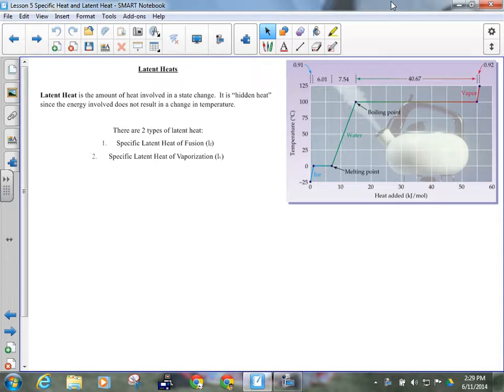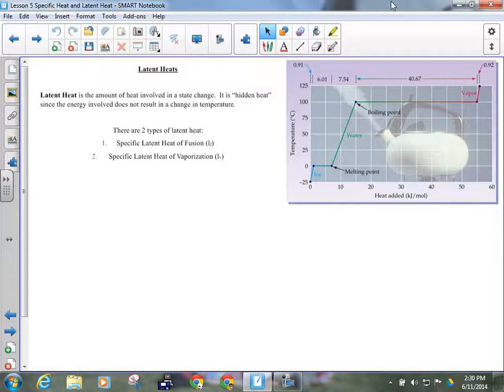Okay, so yesterday we talked about the two different kinds of latent heat, and we said that one of the kinds of latent heat is the latent heat of fusion, and that has to do with when ice or solid water turns into liquid water or vice versa. Okay, liquid water freezes into ice or solid water.